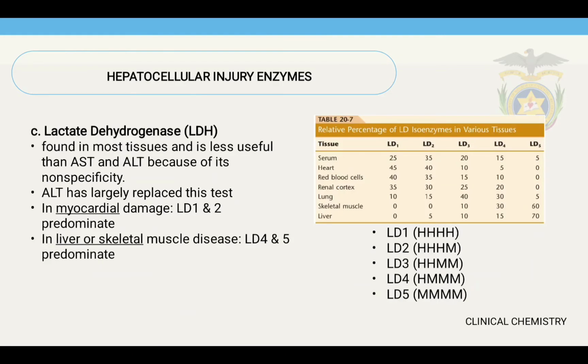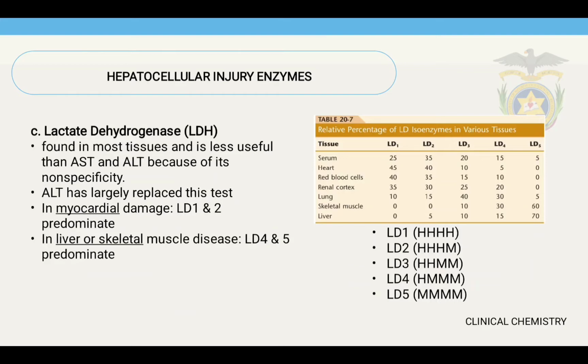Up next is your lactate dehydrogenase, or just your LDH. LDH is very nonspecific as it's found in most tissue and is less useful than AST and its ALT counterpart. ALT has largely replaced the use of LDH. However, it's still taken as a chemistry test most of the time. In myocardial damage, LD1 and LD2 will predominate, and in liver and skeletal muscle disease, LD4 and LD5 predominate.